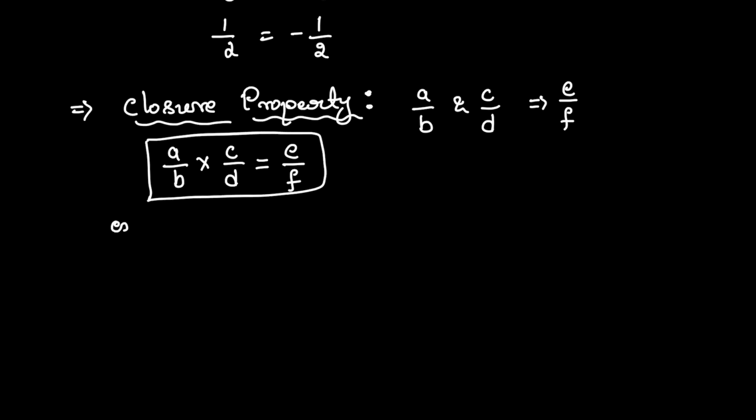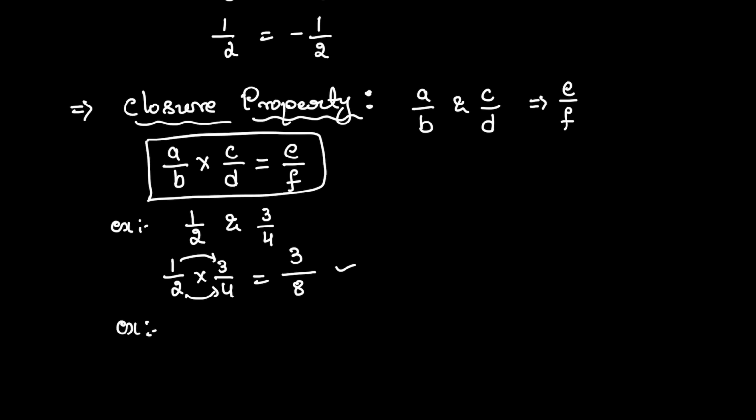Here I'll consider a few examples. First one is 1 by 2 and I'll consider 3 by 4. Let's multiply 1 by 2 into 3 by 4. Numerator with numerator, denominator with denominator multiplication we should do. 1 into 3 is 3, 2 4s are 8. So see, 3 by 8 is also a rational number.